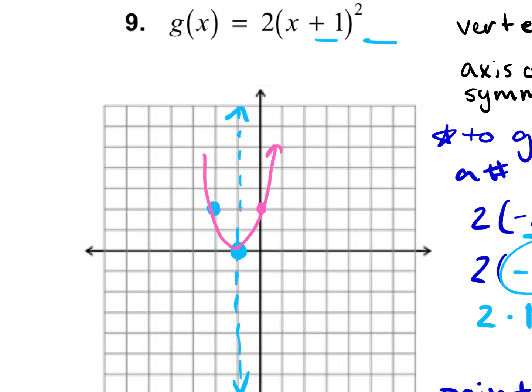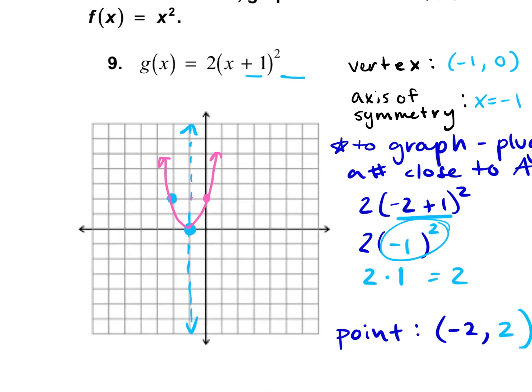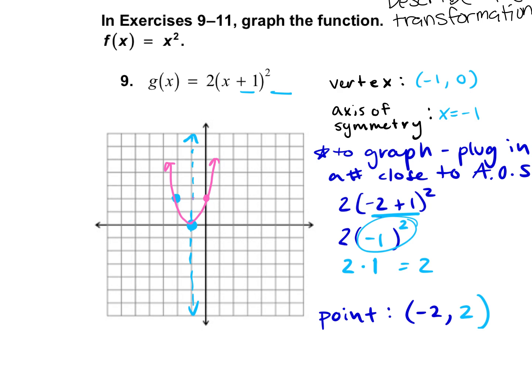Remember, it's going to be a U shape. If it opens up, it's a U. If it opens down, it's an upside down U. It's not a V. It's not a straight line. It's not a squiggly line. It's a U. Any questions here?